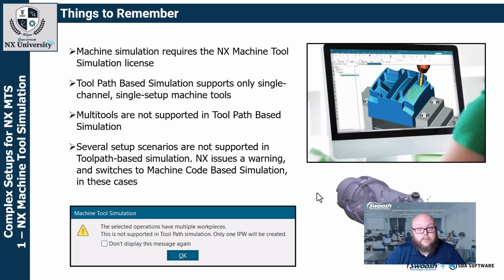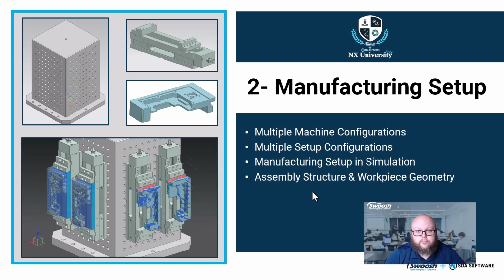So in any of these scenarios, you'll see this message that pops up if we encounter a scenario that's not supported. NX is going to try to force you into machine code based simulation, and as long as you have a valid post processor and a fully defined kinematic model, all will be good. I think if you have that, you'll likely be using machine code based simulation without exception.